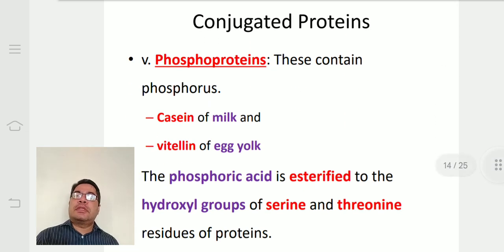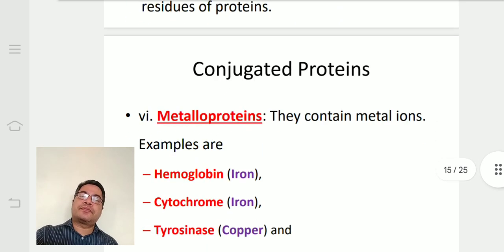Phosphoproteins, these contain phosphorus, example casein of milk and vitellin of egg yolk. The phosphoric acid is esterified to the hydroxyl group of serine and threonine residues in proteins.